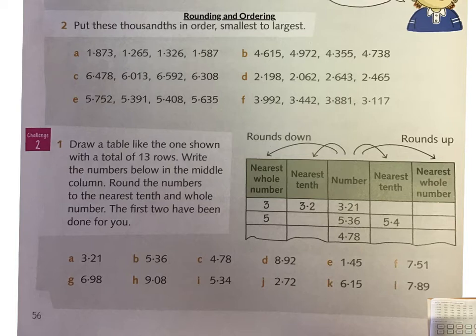Challenge 2, question 1 says draw a table like the one shown with a total of 13 rows. Write the numbers below in the middle column. So we have A to L there. Round the numbers to the nearest tenth and whole number, and the first two have been done for you as an example there, and I'm going to do another one for you now as an example.